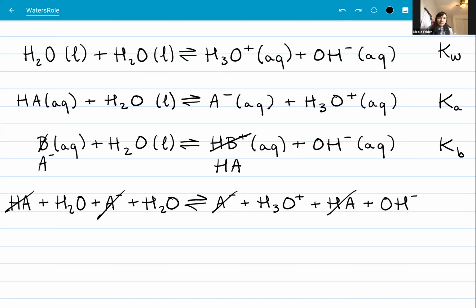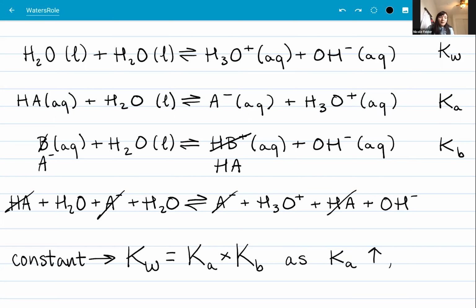Drawing back to chapter 14.4, that means then that Kw is equal to Ka times Kb for an acid and its conjugate base. Think about what this implies. Because Kw is constant, an acid with a larger Ka must have a conjugate base with a smaller Kb. That means then that a stronger acid will have a weaker corresponding conjugate base. Likewise, a stronger base will have a weaker conjugate acid.